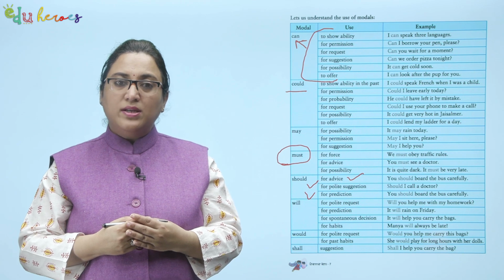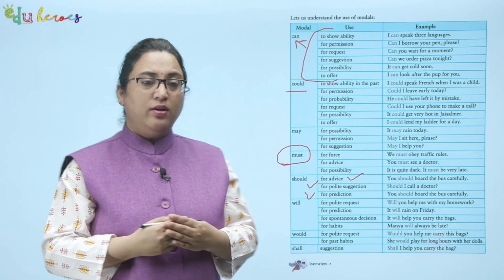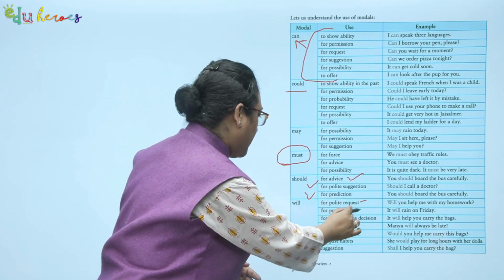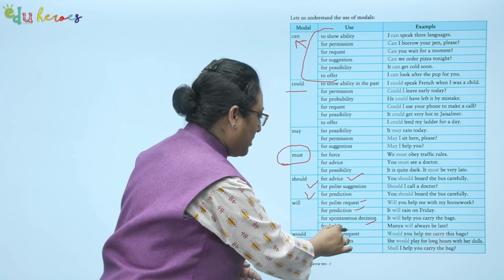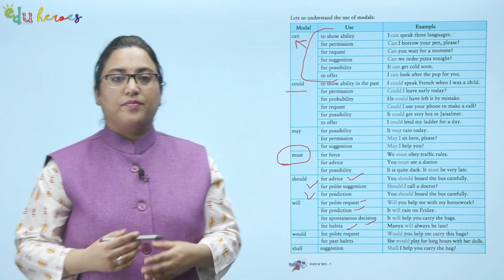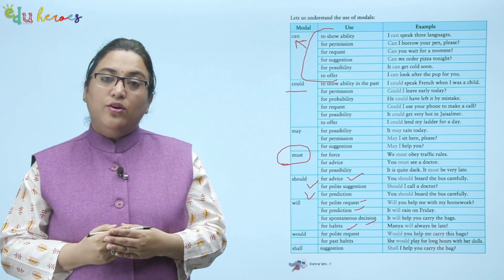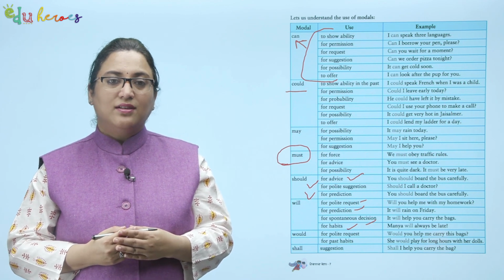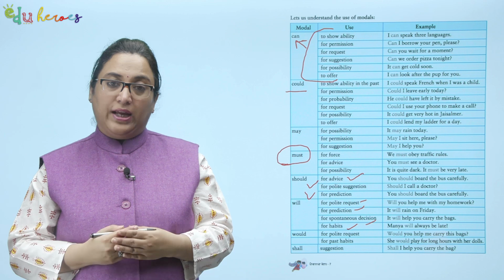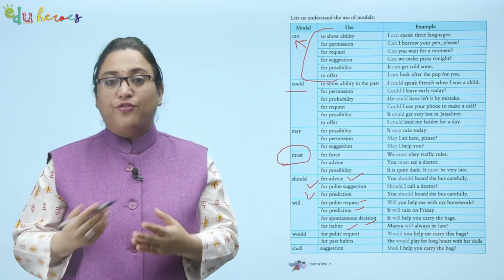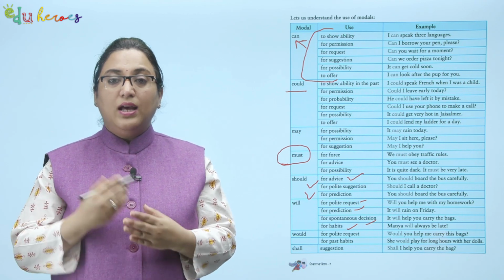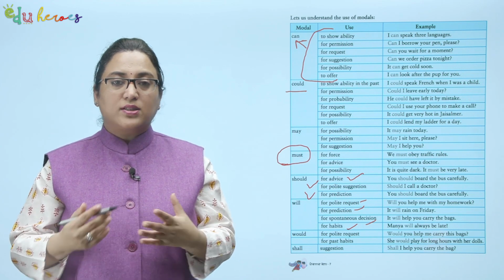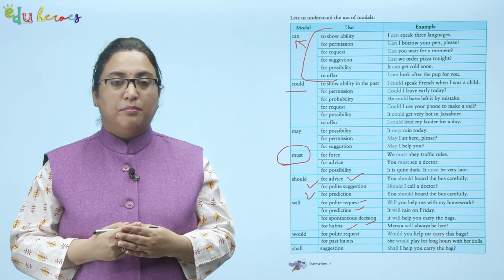The next modal verb is will. It is used for polite request, prediction, spontaneous decision, and habits. Will you help me with my homework? That's a polite request. It will rain on Friday. That's a prediction made for Friday. I will help you carry the bags. That's a quick spontaneous decision made by the speaker.